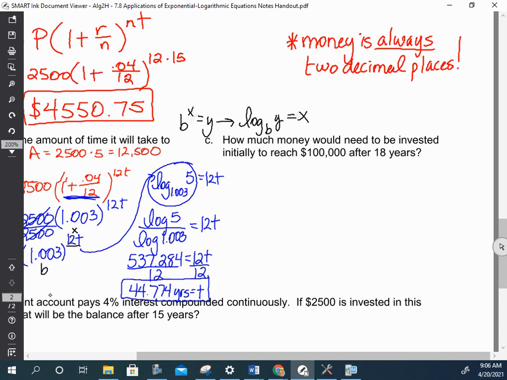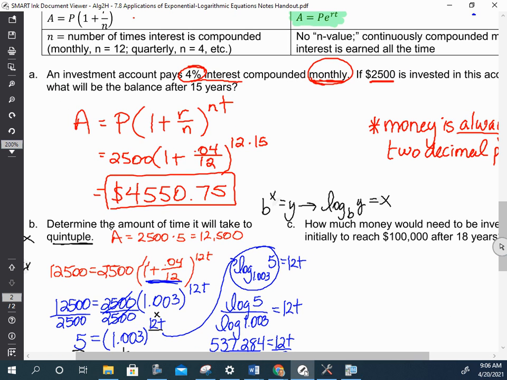All right. So for part C, how much money would need to be invested initially to reach $100,000 after 18 years? So I want to know how much is initially. Which one of these am I missing? P. Now I'm missing P. I know everything else but P. I know everything else but the initial amount.